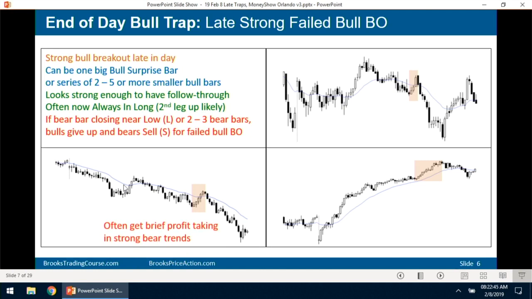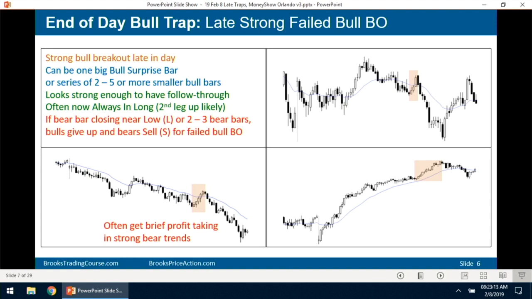Here, in a bear trend day, usually you're going to get some profit taking at the end of the day. The bulls will look at this and say, yeah, my stop is way up here. I don't want to risk that much. We might go sideways, we might go up. At the end of the day, I'm going to take some profits. And they do. And typically, they like to wait about 10 bars, 2 legs, to see how strong the bulls are. And if the bulls are not all that strong, the bears will sell again.